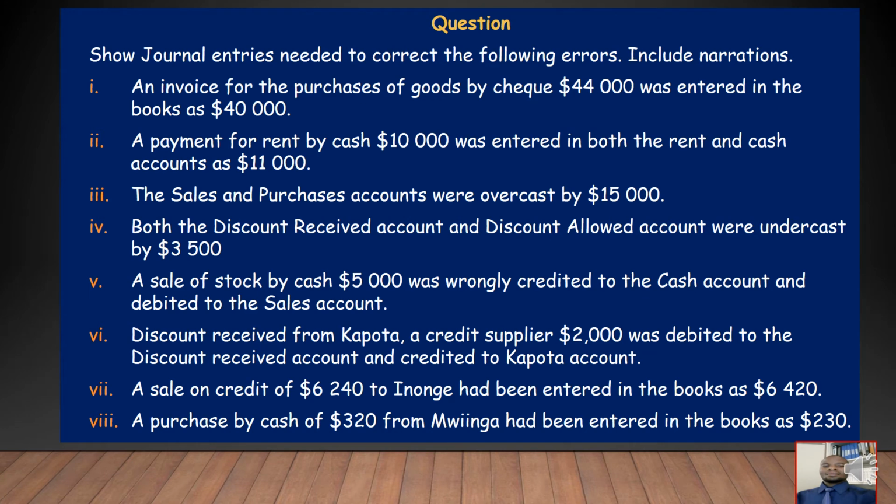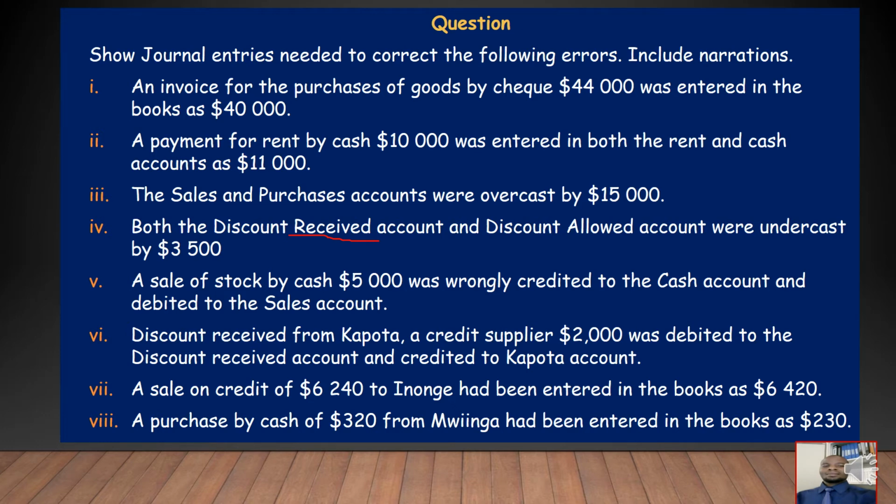Part 4 says both the discount received account and discount allowed account were undercast by $3,500. So these were less, each of these accounts were less by $3,500. So what we need to do is add to them. So look at this. The discount received account is an income account, a gains account. What do we do to add to a gains account? We credit. Therefore, we're going to credit the $3,500 to the discount received account.